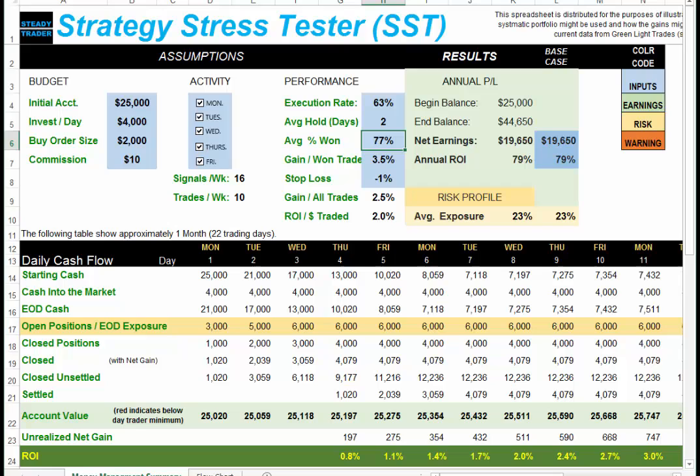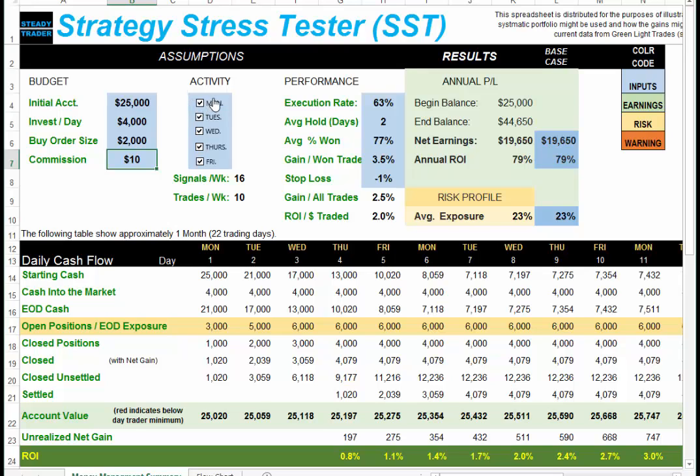This is the strategy stress tester. We call it the SST for short because it is fast. You'll notice everything is color-coded. The inputs are in blue. And that should actually be in blue too. Sorry about that. So you have your budget as we discussed: the size of your trading account that's needed to fund a strategy, how much you want to invest on a daily basis, what your buy order size is, what your commissions are. We've plugged in discount broker rates here.